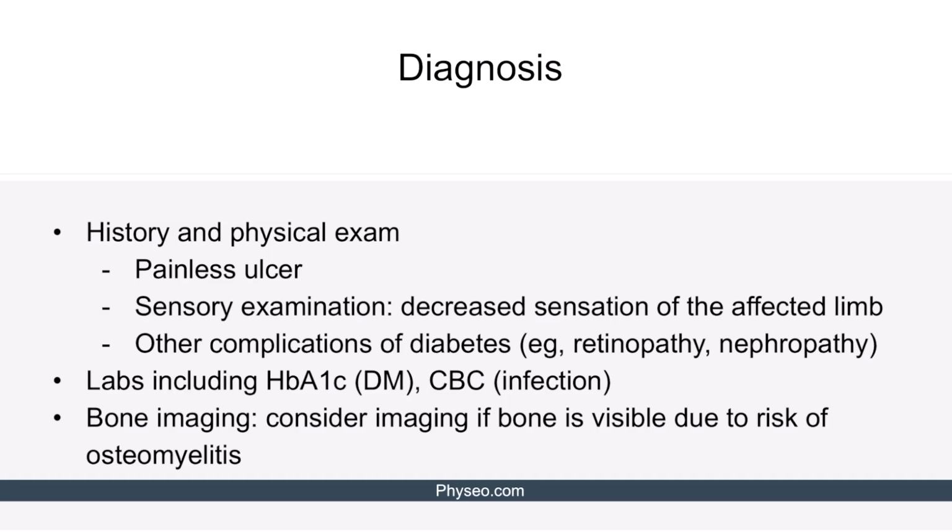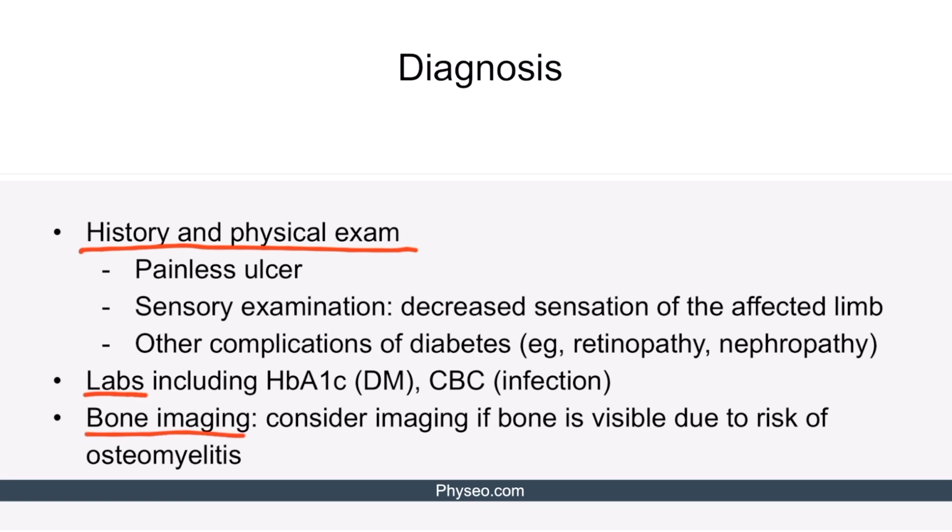So now let's get back to our discussion on neuropathic ulcers. So the diagnosis of neuropathic ulcers involves the presence of a painless ulcer, which differentiates it from the other types of ulcers that we've previously discussed. And on sensory examination, decreased sensation of the affected limb will be evident. Other complications of diabetes, such as diabetic retinopathy or nephropathy, could also be present. Laboratory evaluations of hemoglobin A1C to assess diabetes and how well it's being controlled, as well as a CBC to assess for a possible infection, can also be done.